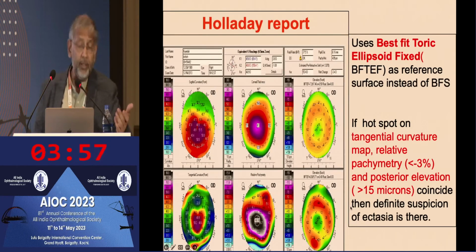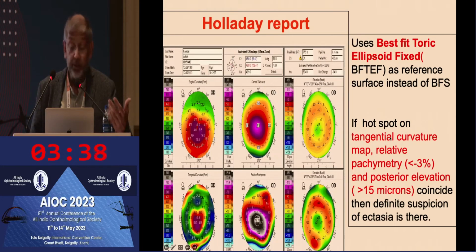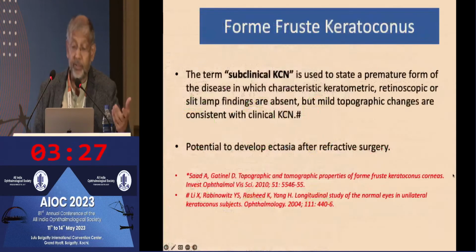And on the Holladay report, normally we are doing a comparison to a best fit sphere, but here we do an elevation on a best fit toric ellipsoid, because the cornea's normal shape is a best fit toric ellipsoid. So if a hotspot on tangential curvature and relative pachymetry which is less than 3% of the variation, and posterior elevation more than 15, coincide, it is a definite diagnostic. So this has already been discussed.